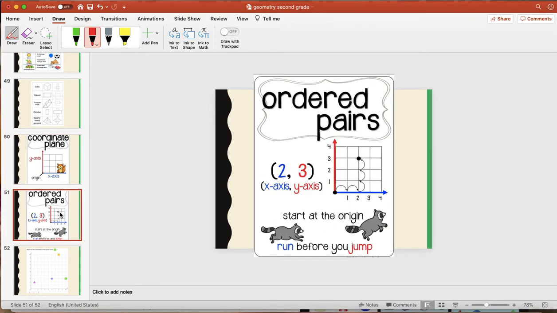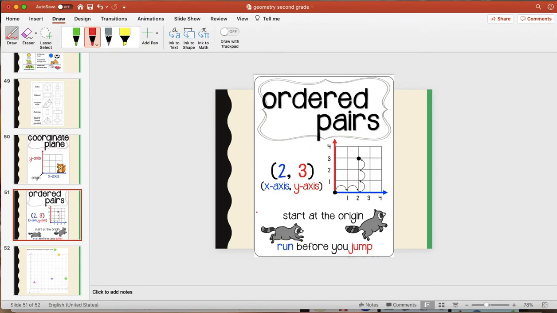Our ordered pairs are the directions of how to get to a point on the graph starting from our home base. So remember, we always have to run before we can jump. And we write our ordered pairs by a parentheses, how far we're running, separated by a comma, and followed by how high we're jumping, and then we close the parentheses.